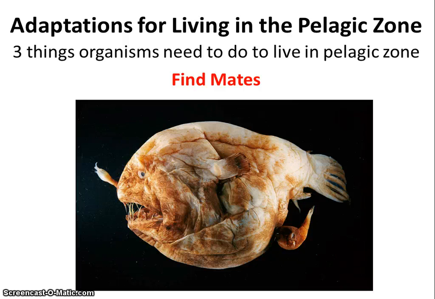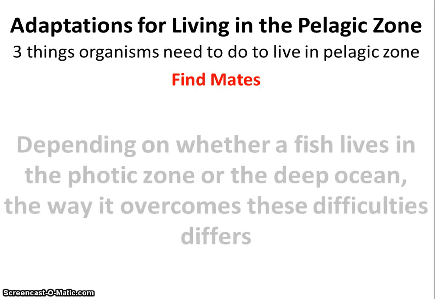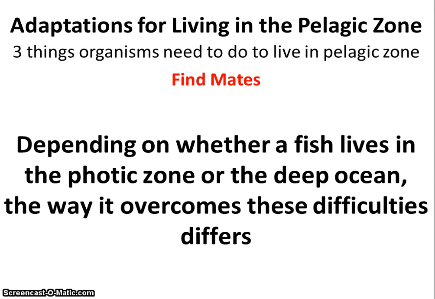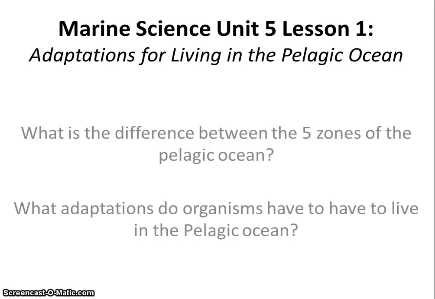As a result, you can't rely always in the deep and for that matter in the surface as well to just run across another fish and start having sex with them. So organisms have to be specially adapted to be able to successfully mate in the pelagic ocean. Depending on whether fish live in the photic or deep, they'll do these three things: finding mates, staying above the ocean floor, and finding food and avoiding becoming prey differently. And that's what we're going to spend the next 3 lessons actually talking about.